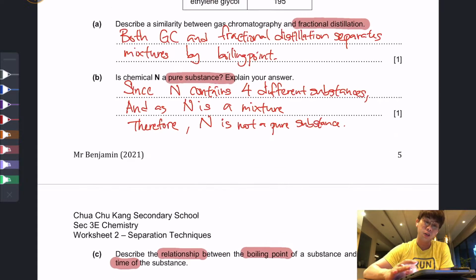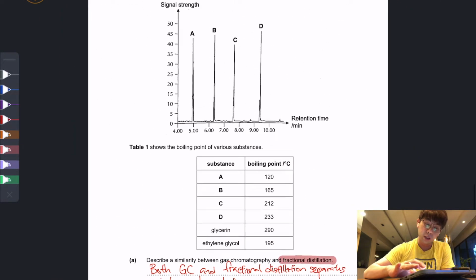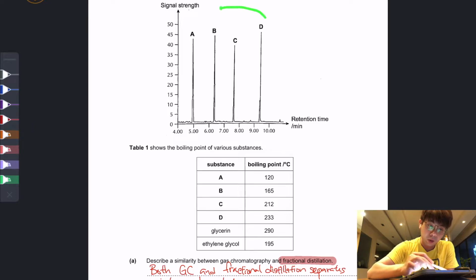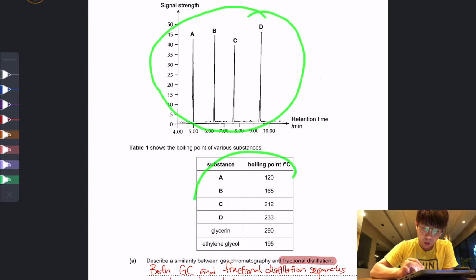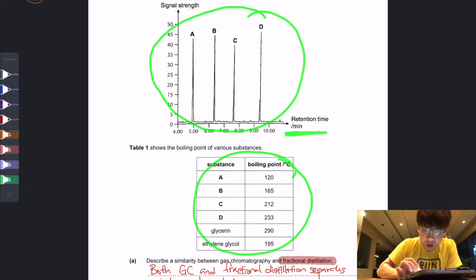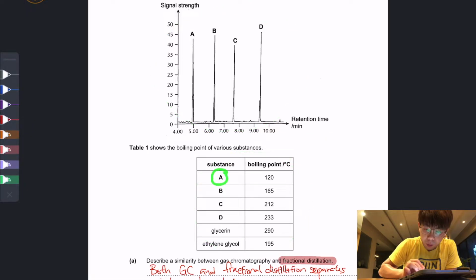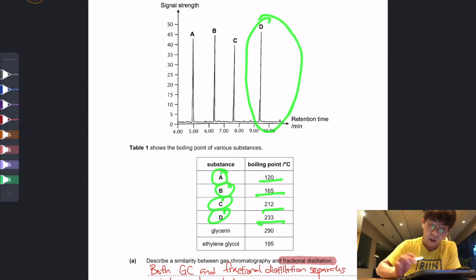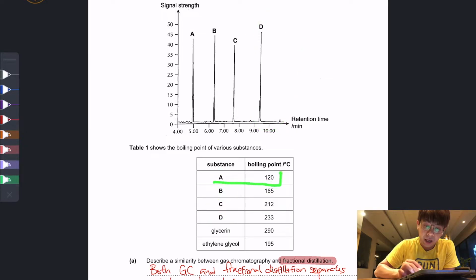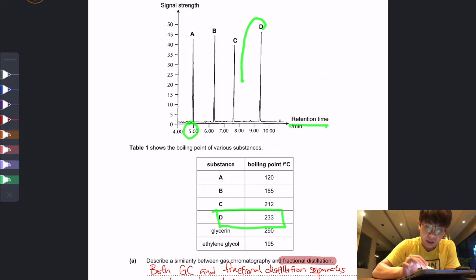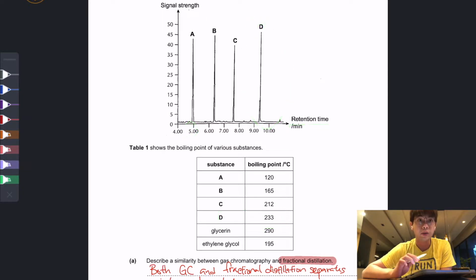Boiling point and retention time. Let's look at these 2 graphs. We need to look at this graph and at this boiling point. We see there's this retention time here, and then A boiling point, B boiling point, C boiling point, D boiling point, and different retention times. A has the lowest boiling point, it has the lowest retention time. D has the highest boiling point, and it has the highest retention time.